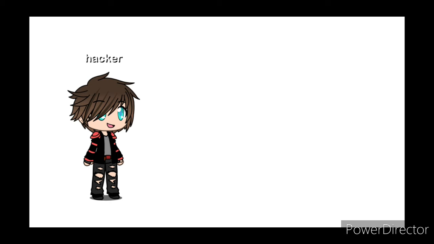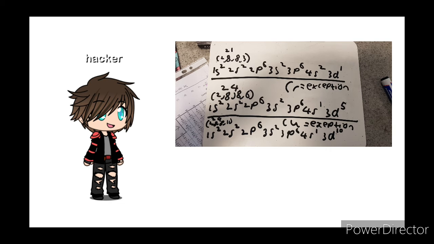Another two exceptions, which are highly interesting, are chromium and copper. They don't abide by the normal rules. In fact, chromium's last two subshells are 4s¹ and 3d⁵. This does not abide by the normal rules, which, personally, I don't know why. I'll try and figure it out one day.